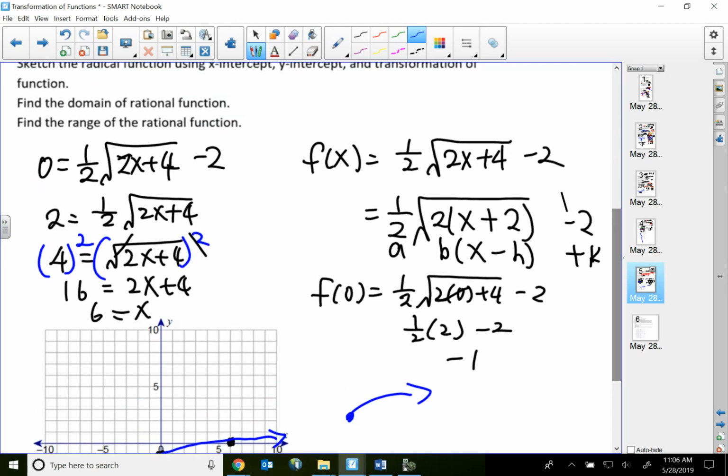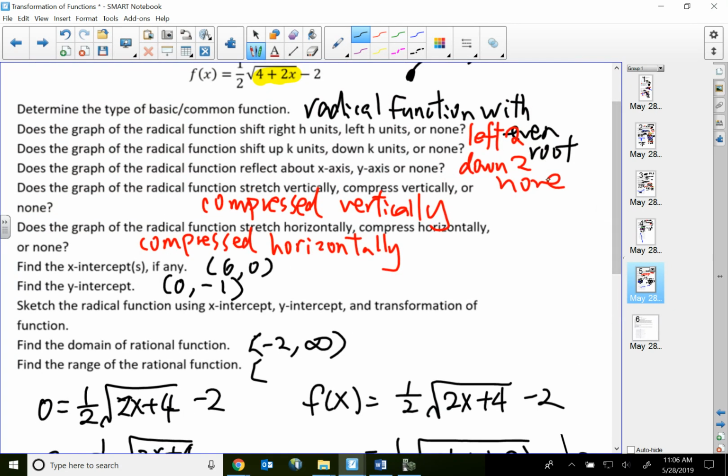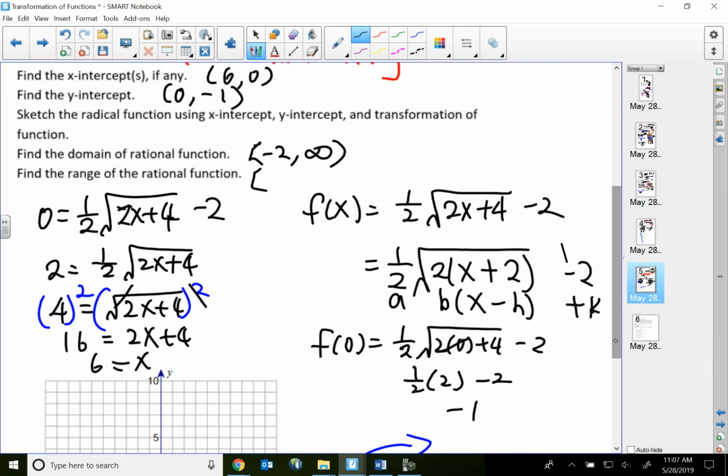So my domain has got to be from negative 2 all the way to the right. My range, remember my vertical shift was down 2, right? Left 2, down 2. That tells me where my starting point is. So that would also be negative 2 to infinity.